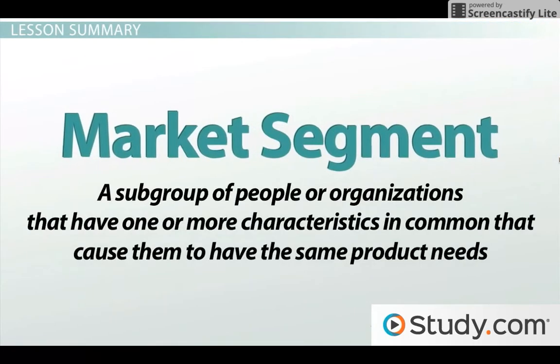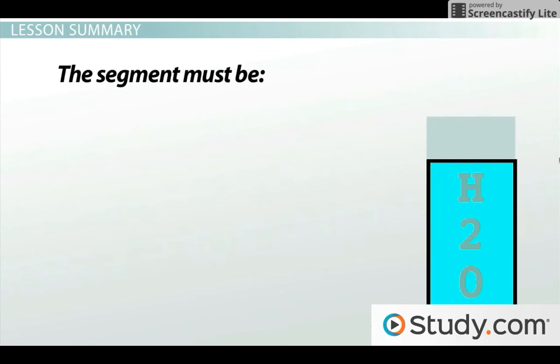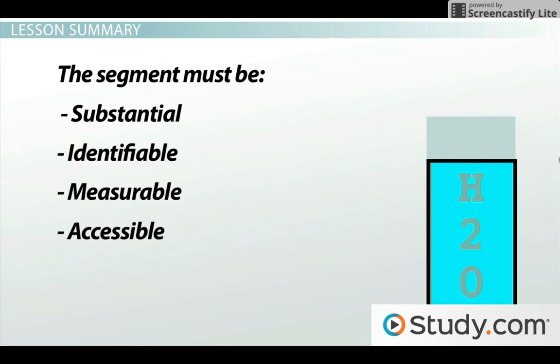A market segment is a subgroup of people or organizations that have one or more characteristics in common that cause them to have the same product needs. Companies need to identify the correct segments that are substantial, identifiable, measurable, accessible, and responsive in order to have a valid target market segment.